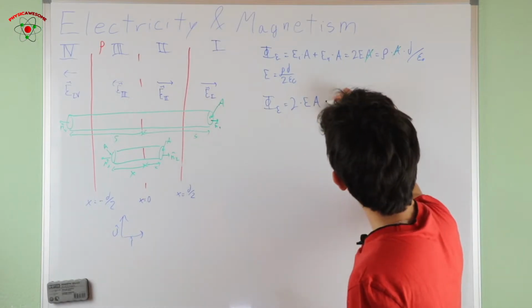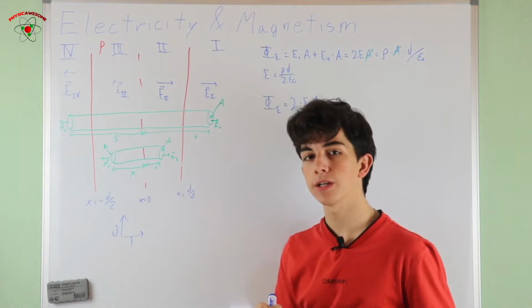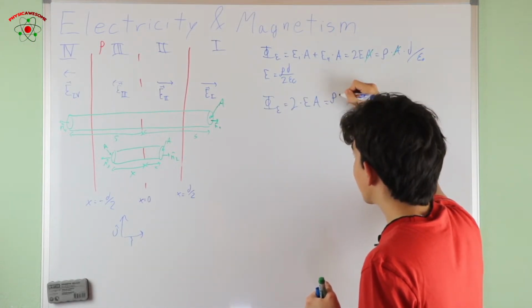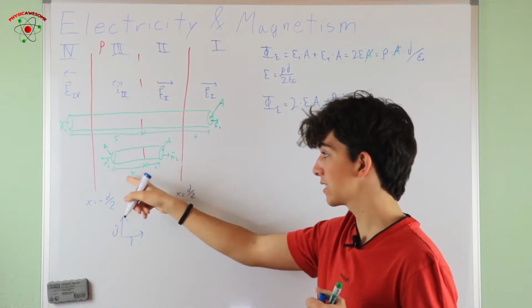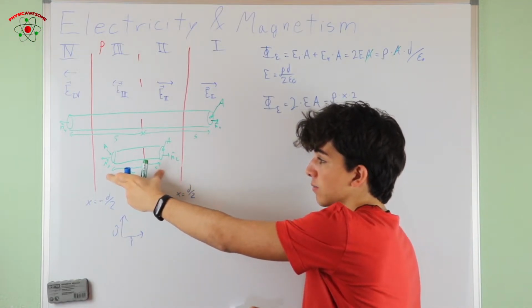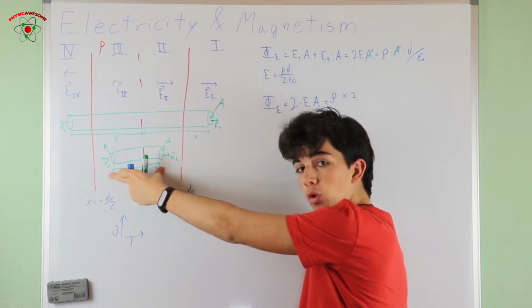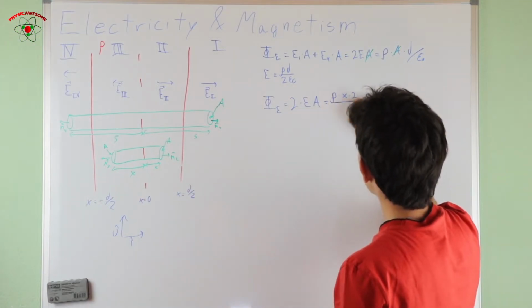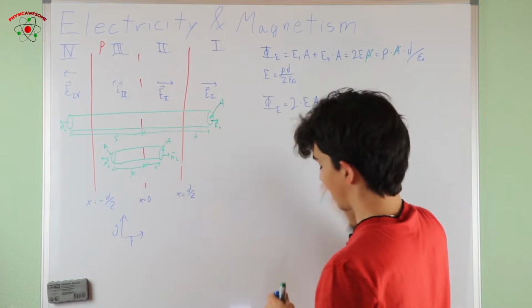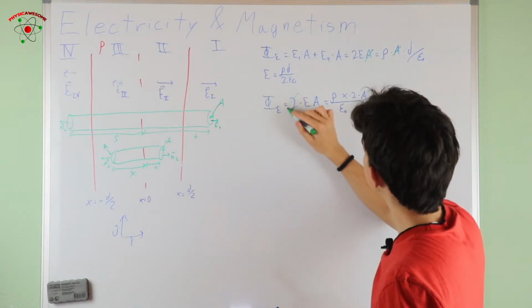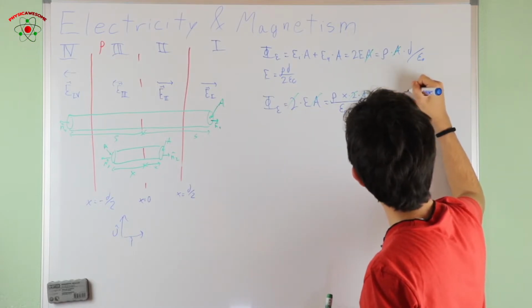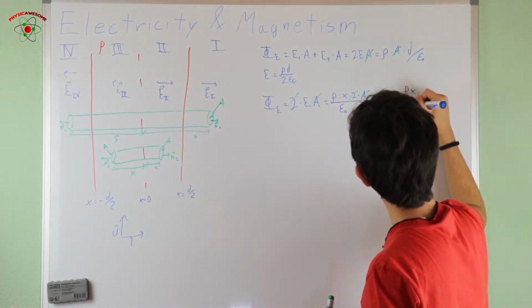But now we're going to have a charge density that depends on that x. It's going to be rho times x in this case, times 2 because the total length of the cylinder is 2x, over epsilon naught times the area. Sorry about that. And we see we have some cancellations over here, and we find that the electric field is equal to rho x over epsilon naught.